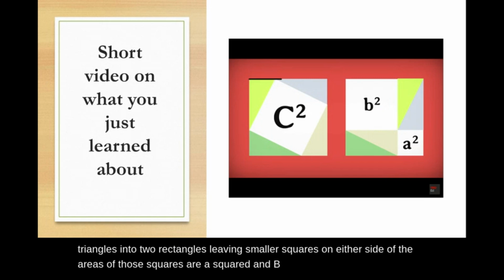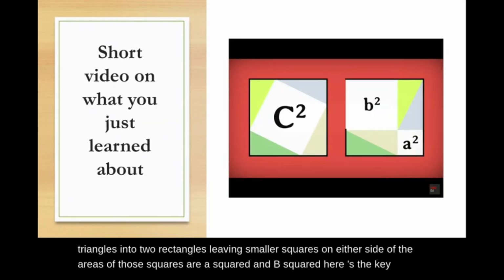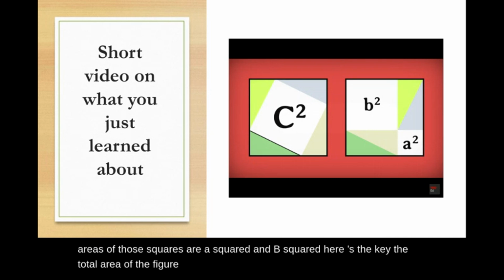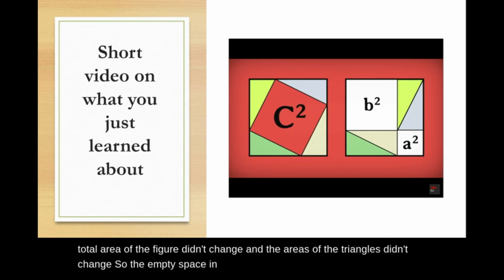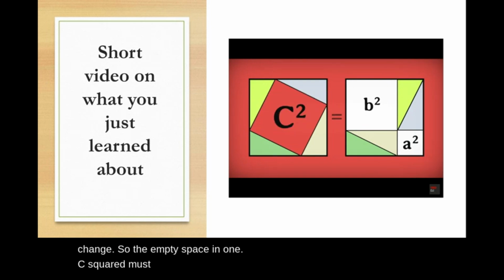Here's the key. The total area of the figure didn't change, and the areas of the triangles didn't change. So the empty space in one, C squared, must be equal to the empty space in the other, A squared plus B squared.